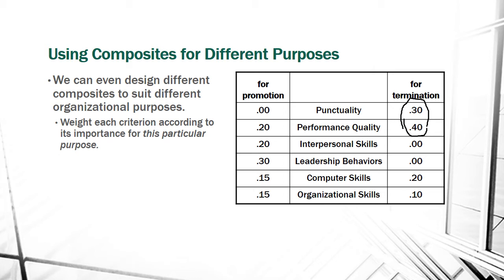On the other hand, if we're trying to identify candidates for promotion, we really want to weight things like leadership behaviors and interpersonal skills heavily. Those are the people we want to be good managers in the future, people that we want to move up in the organization. So when we design a composite, we've got to think about how we intend it to be used. What's our goal? We might weight those different performance criteria differently, depending on what kind of a decision it is that we want to make.